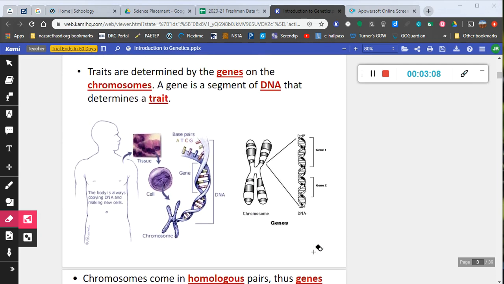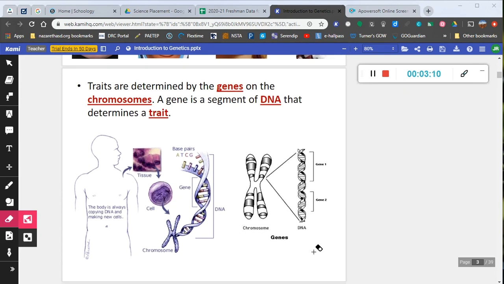Now, remember that traits are determined by a gene that happens to be on a chromosome. Chromosomes are made of DNA, so a gene is a segment of DNA that determines a trait. Now, if we want to be more specific about that, a gene is a segment of DNA that carries instructions for making a particular protein. And it is the function of that protein that determines the trait.